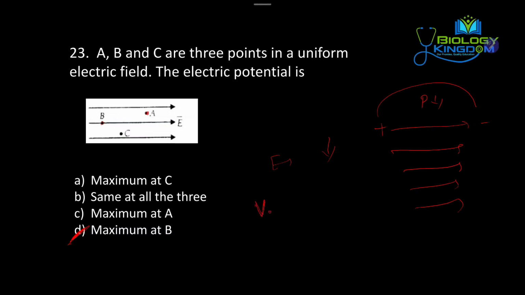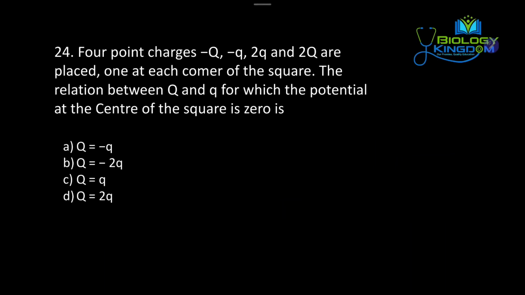Okay, so what will be the pattern? The potential of B will be the maximum, then the potential of C, because it is less close than A, and the potential of A will be lesser than C and B. Okay, now we'll move to another question.